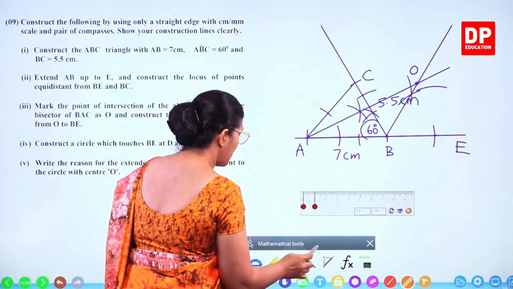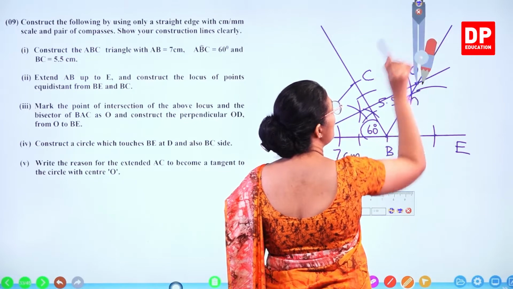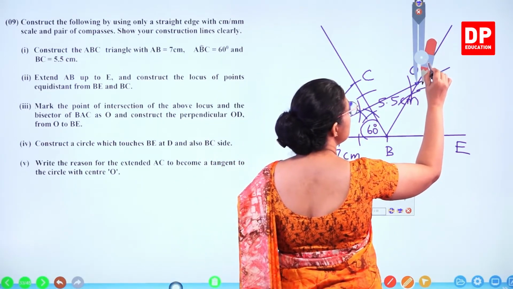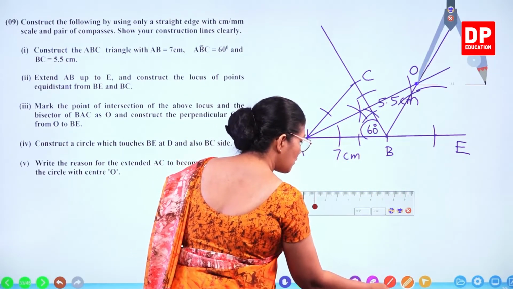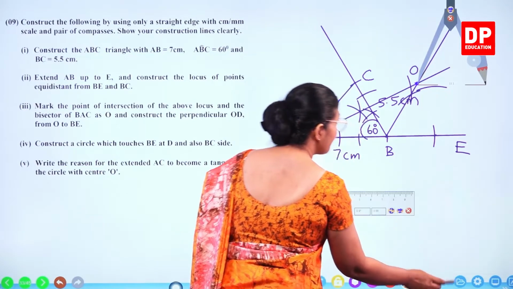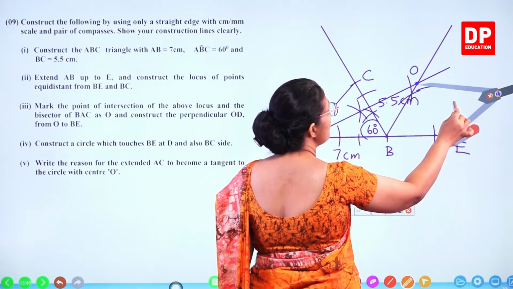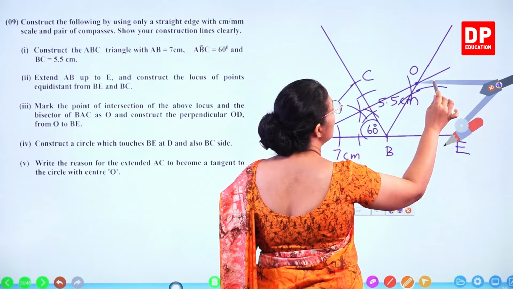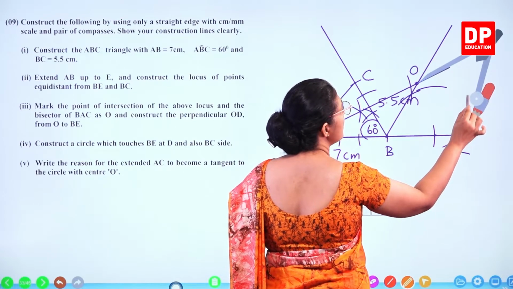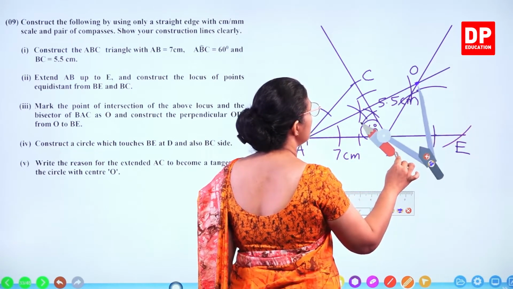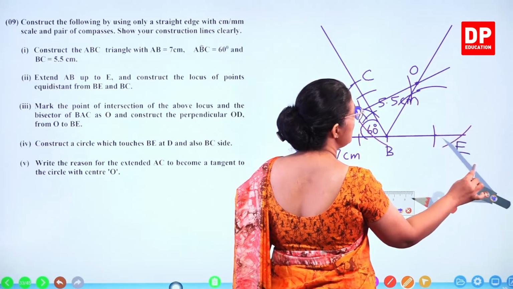Now you have to draw a perpendicular line from O. So you take the compass, you keep it on top of O. Now you have to take a certain distance. And I'll take a different color so that you can see that clearly. So take any distance and here you have to mark on the BE line to draw the perpendicular. So we'll mark this one and this point. Now we have the intersecting points with the BE line.